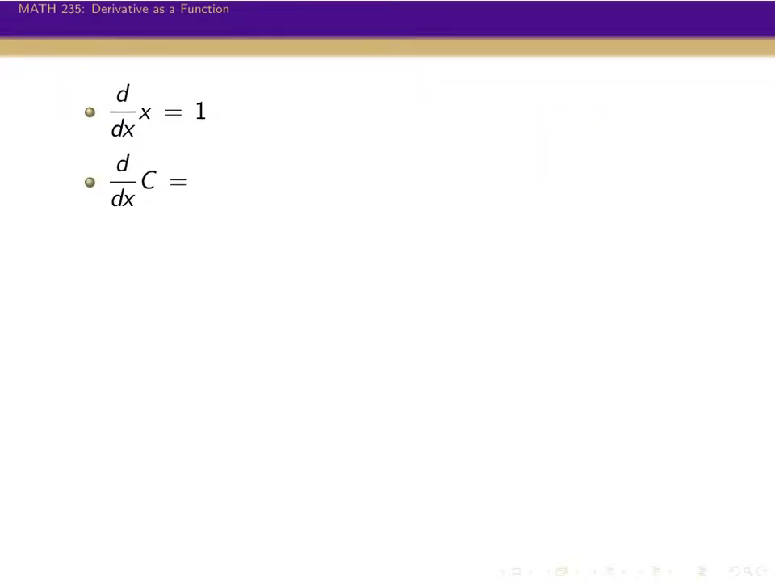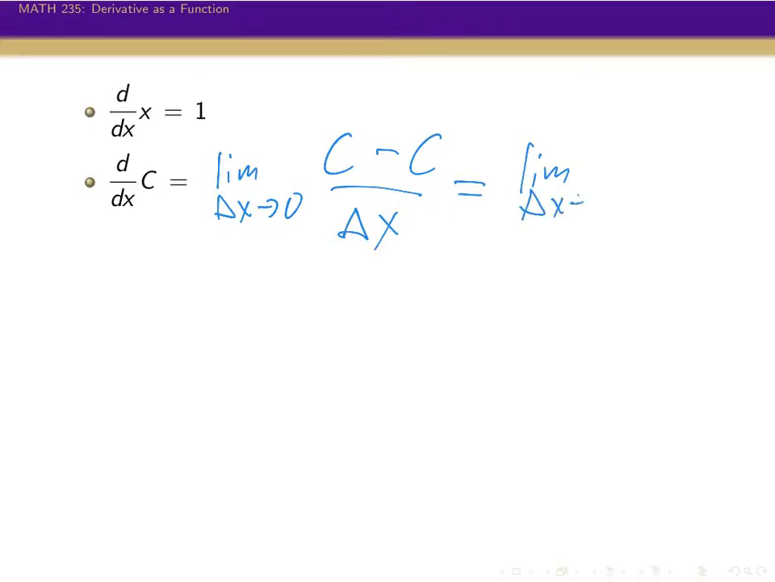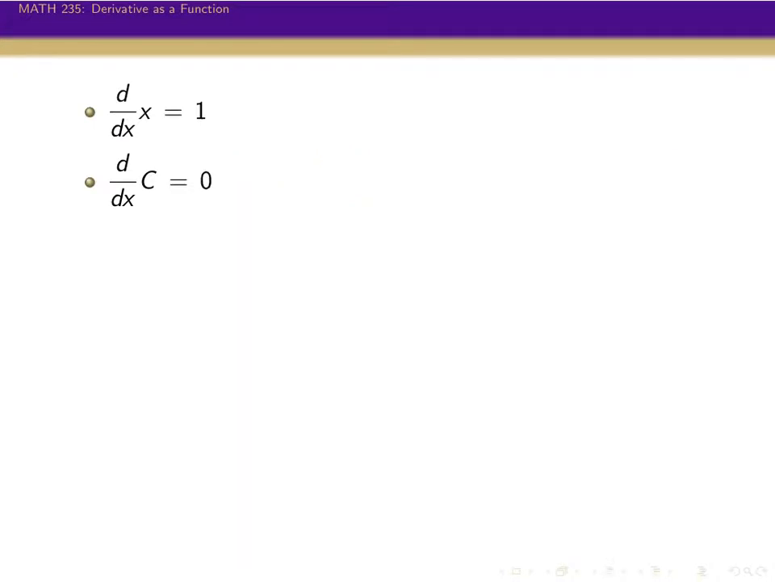What if we're taking the derivative of just a constant? Well, if I plug in x plus delta x into the constant, it's still going to be c minus c up on top, all over delta x. And so really, I'm taking the limit of 0. And the limit of 0 is just 0. And so anytime that we're taking the derivative of any constant, it's always going to be equal to 0.